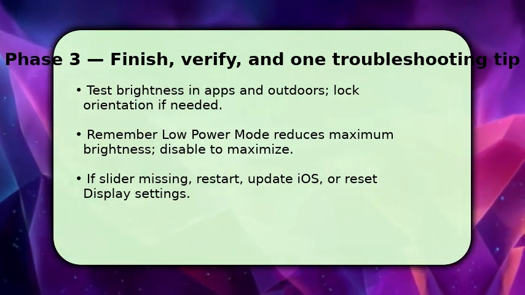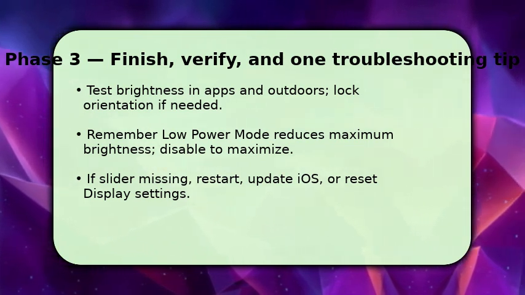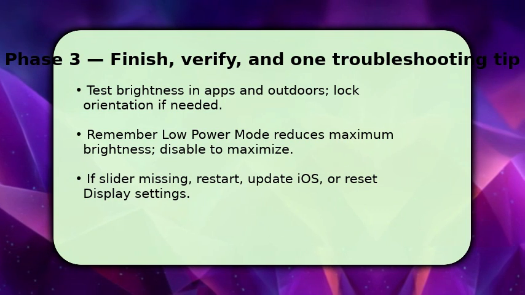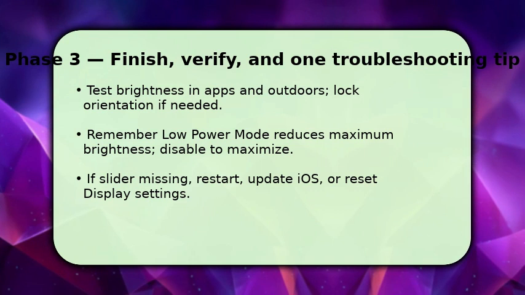If settings behave oddly, for example the slider is missing or auto brightness won't toggle, restart the iPhone, update iOS, and if necessary reset all settings. If problems persist, contact Apple support for diagnosis.